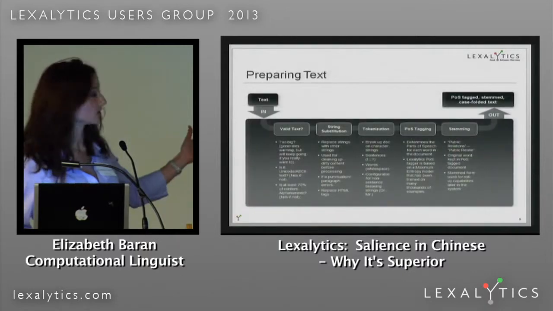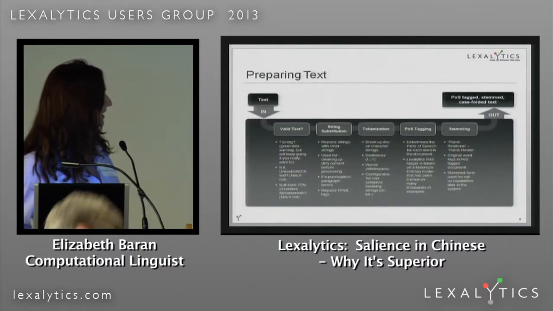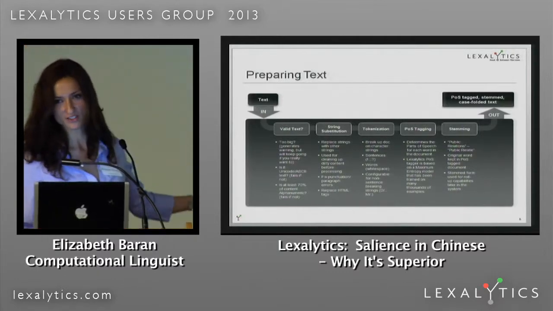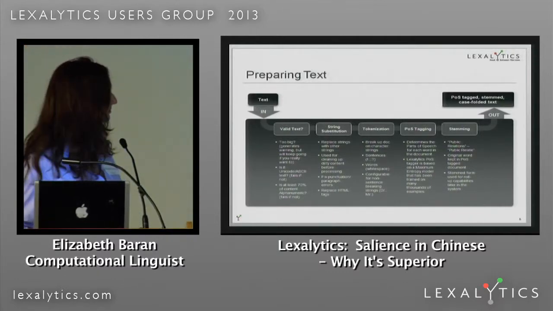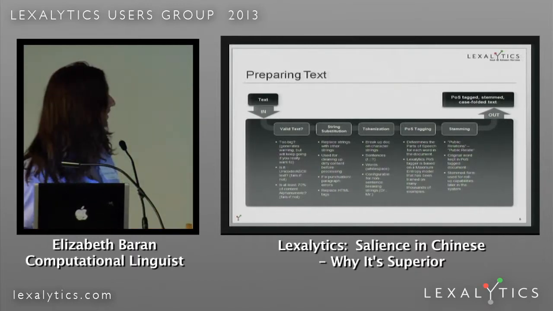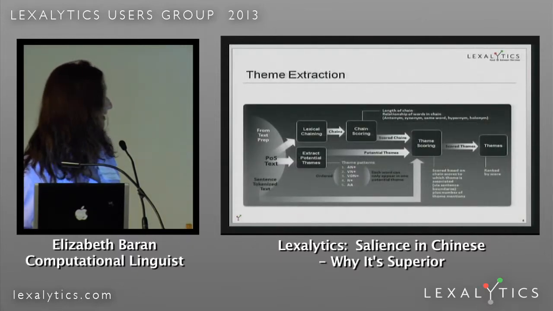Okay, so how does it work? Again, I'm going to get into more detail with this later, but we have an extra step. We have tokenization with Chinese. That's very different from most languages because we don't have spaces between words. Okay, so let's get to Chinese.